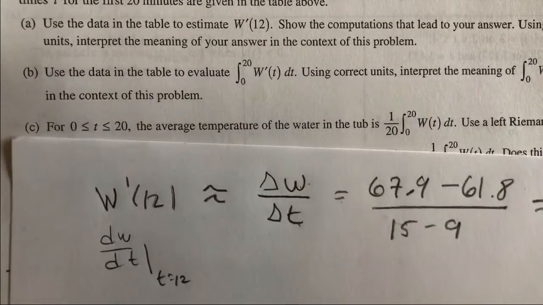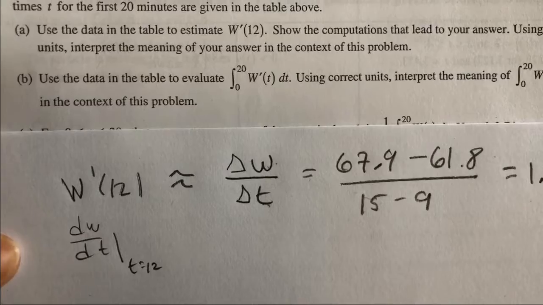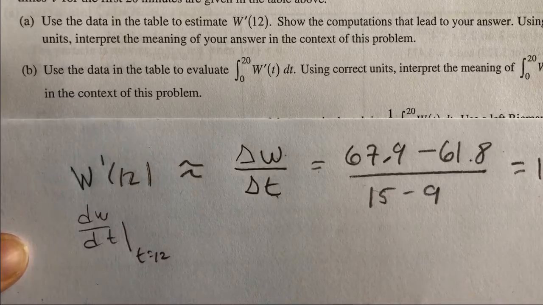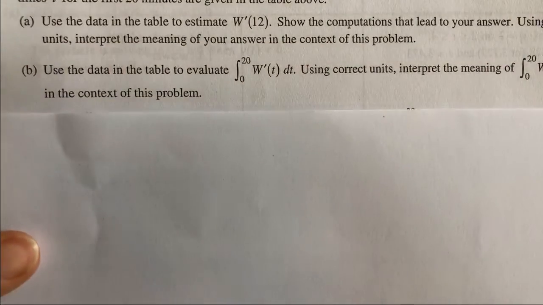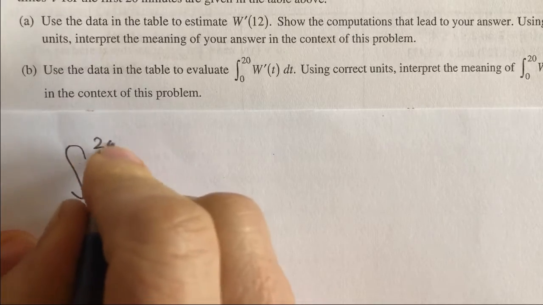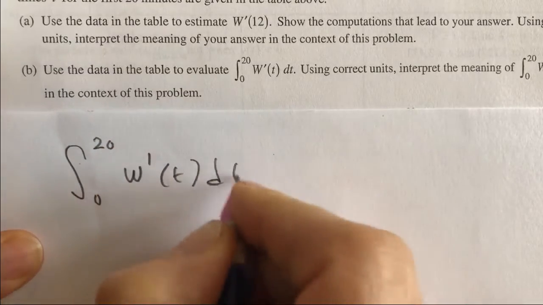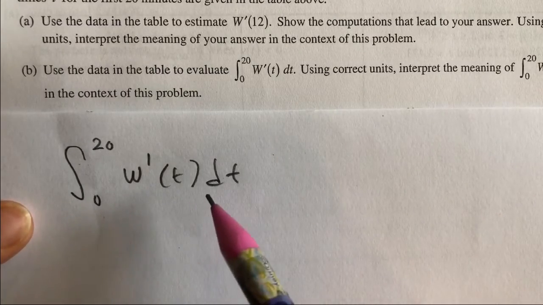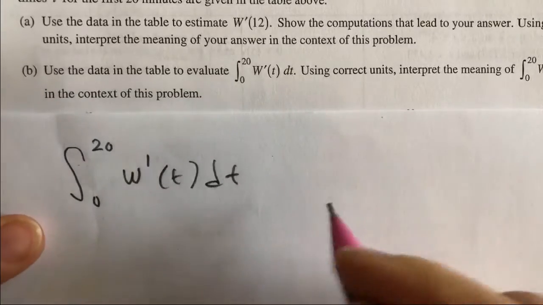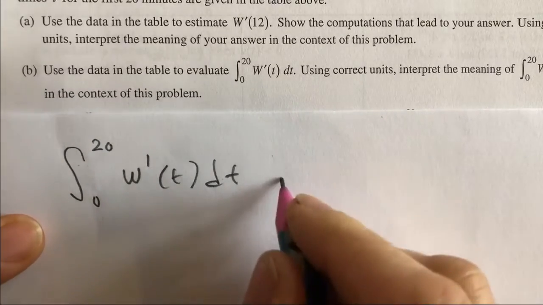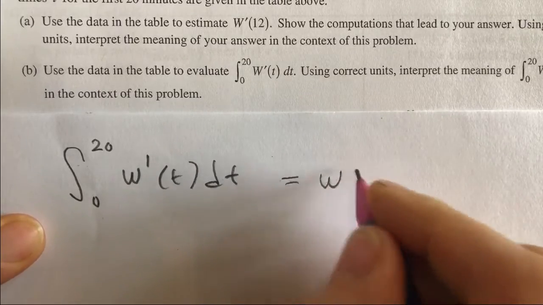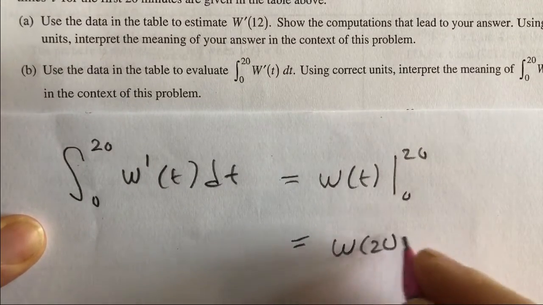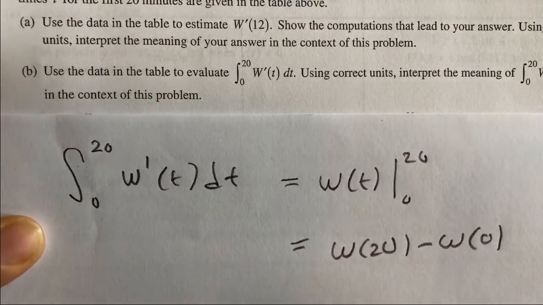Okay, now let's go down to the second problem. B. Use the data in the table to evaluate the definite integral from 0 to 20 of W prime of t dt. So you see this, don't panic, because you might say, well, I don't know what W prime is. I only have a few points on W. Think about what you would do to evaluate a definite integral. You would get the antiderivative, which would be just W of t, right? And then you would plug in the upper limit and the lower limit and subtract.